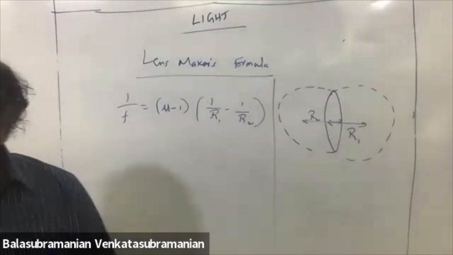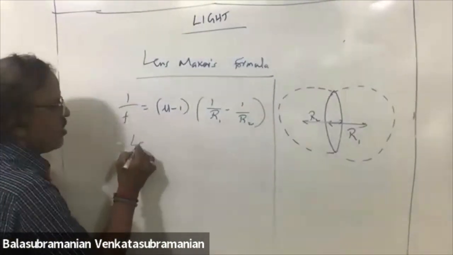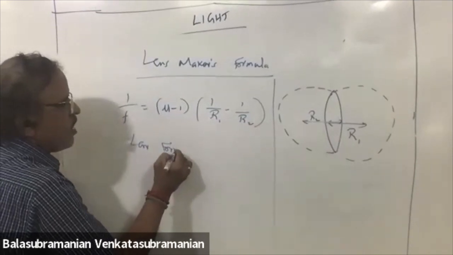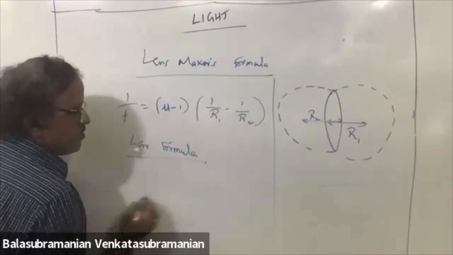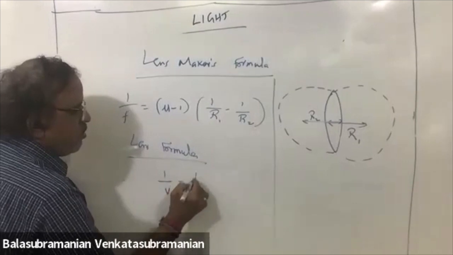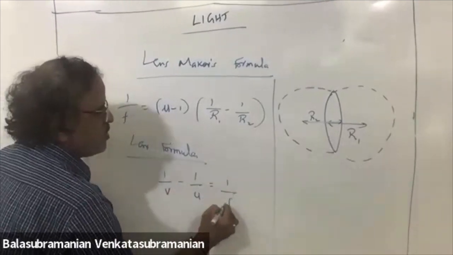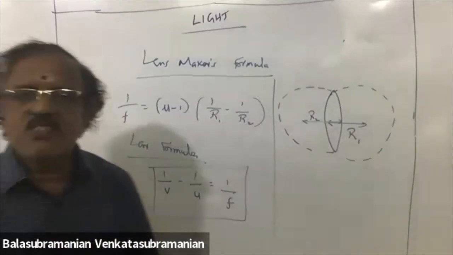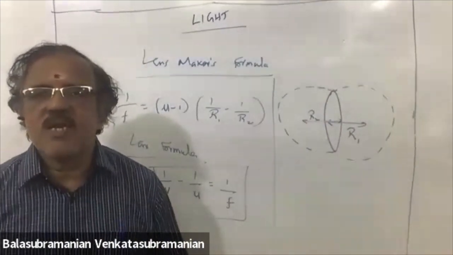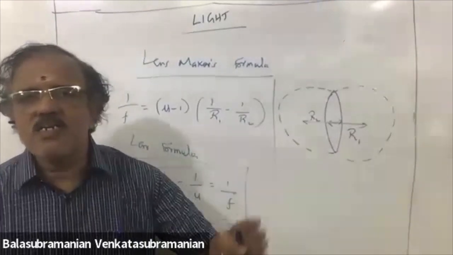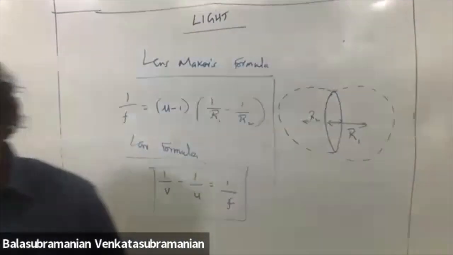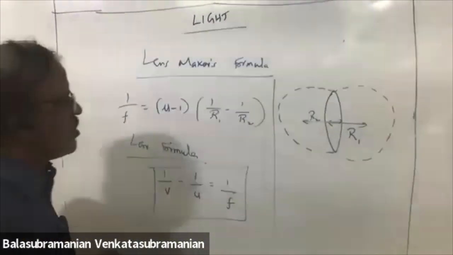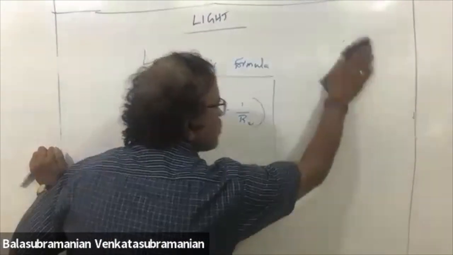No, sir, lens formula only I want. No problem. Lens formula: 1 by V minus 1 by U is equal to 1 by F. This is called lens formula. Lens maker's formula and lens formula. Okay. Good. Next.